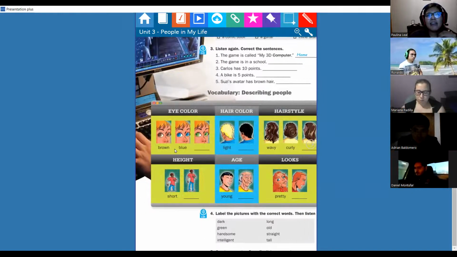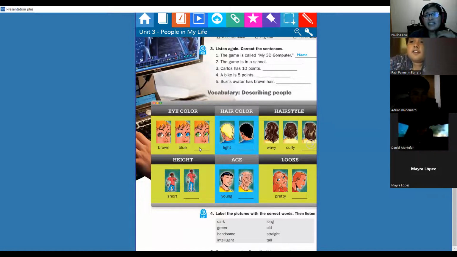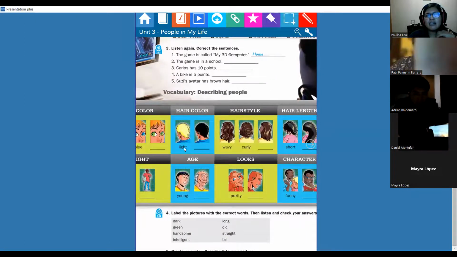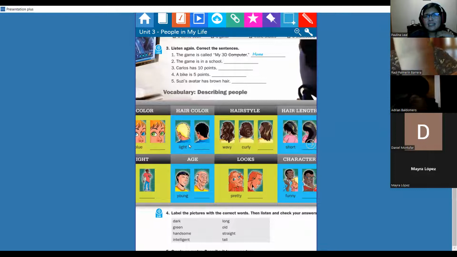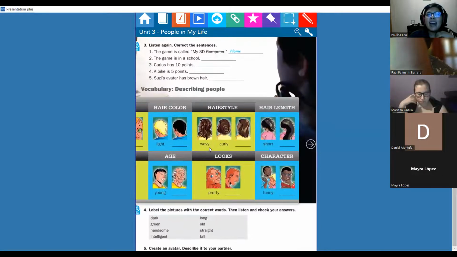So let's go ahead and get started. First, I have eye color. So go ahead and repeat after me. Brown. Blue. And what is this? Green. Excellent. Next, I have hair color. Light. And what is this? Dark. Great.